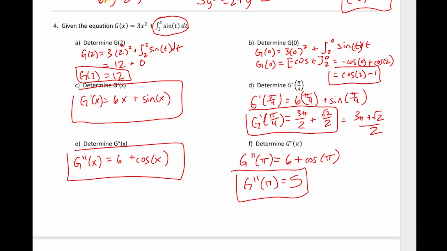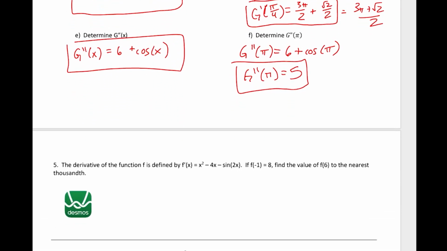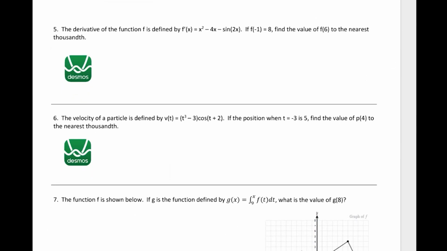All right, whew, that was kind of a long sheet there. Number 5, okay, so now we're starting to use Desmos here. The derivative of a function f is defined by f prime here. If f of -1 is 8, find f of 6. So this is going to be another one of those fundamental theorem of calculus problems. And we'll set up our definite integral like this, the integral of f prime dx from a to b, and in this case we want to use -1 and 6, is equal to f of 6 minus f of -1.